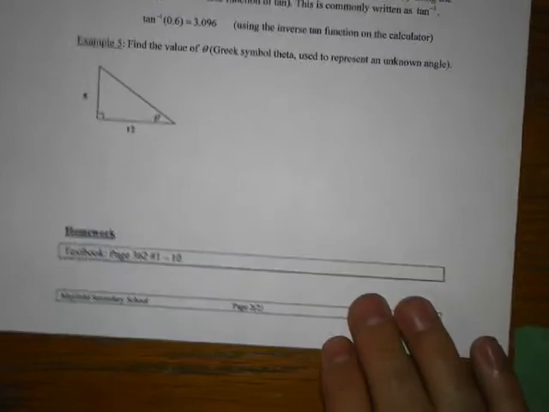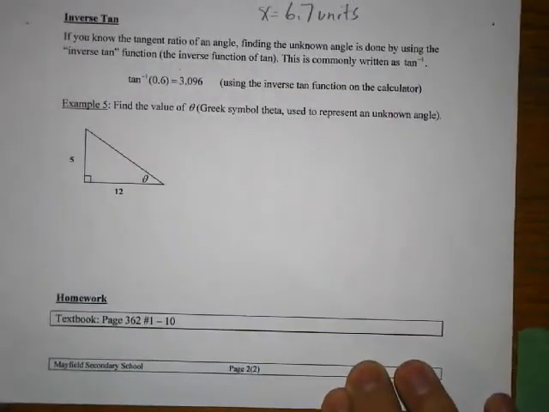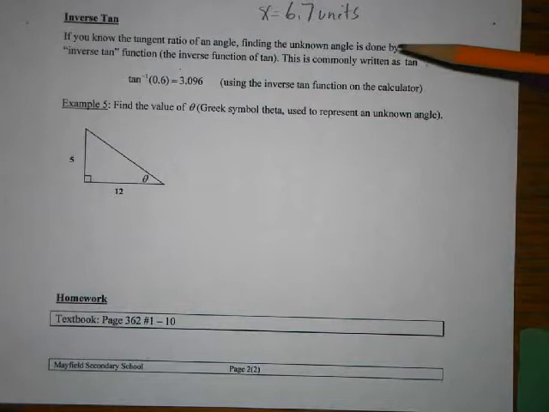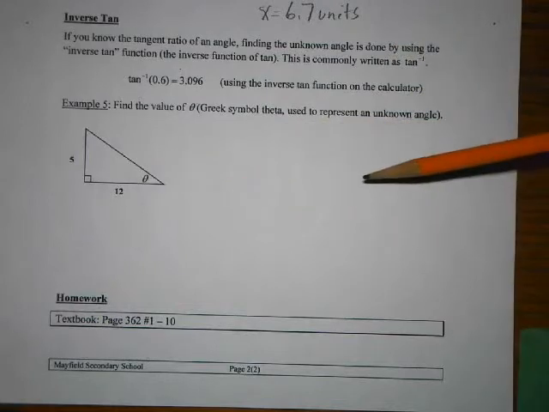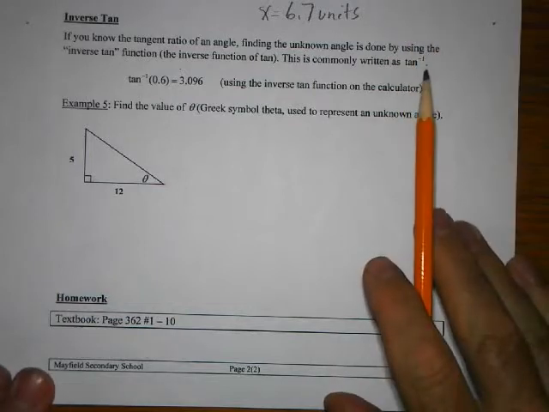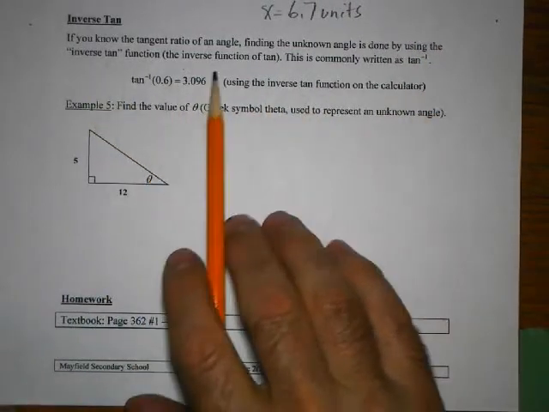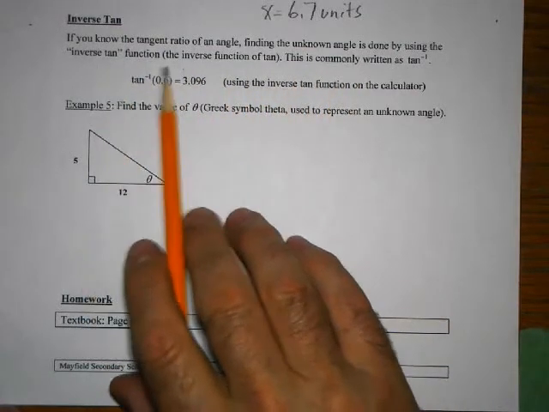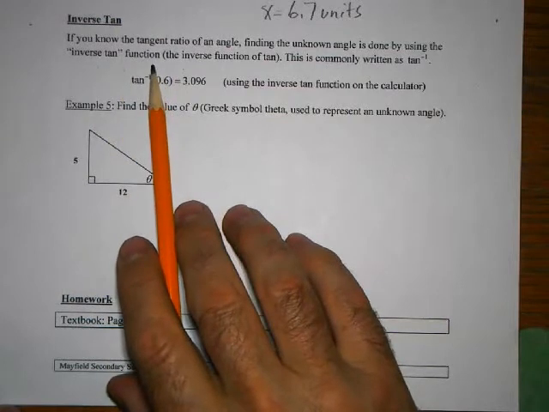All right, and now we get on to the last little topic, and this is where things get really cool. The last 3 examples, we're finding unknown sides. So how does it work to get an unknown angle? Well, we're still going to set it up the same way. We're going to do a tan equation, and finding the unknown angle is done by using the inverse tan function. That's what it's actually called, the inverse tan, or tan inverse.